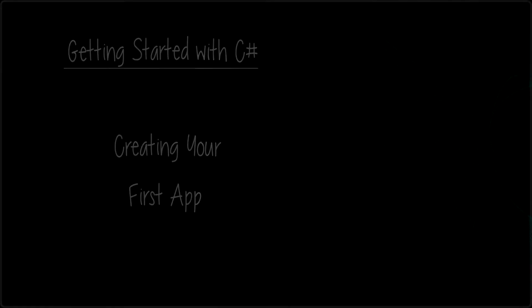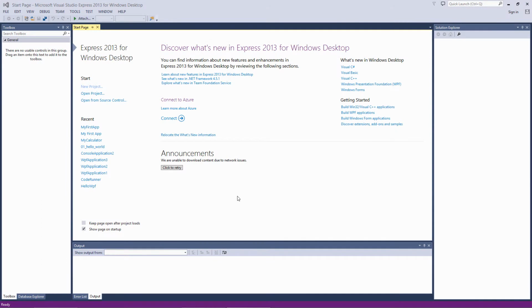Now that we have Visual Studio installed, let's create our first C# application. We're just going to make something simple, and then we'll build on it in the next video. All we want to do for now is output some text to a window on the screen.